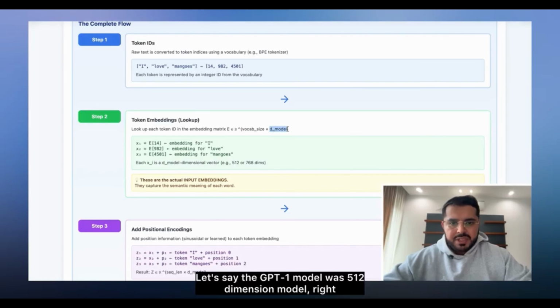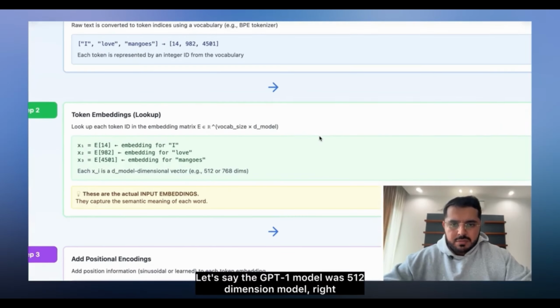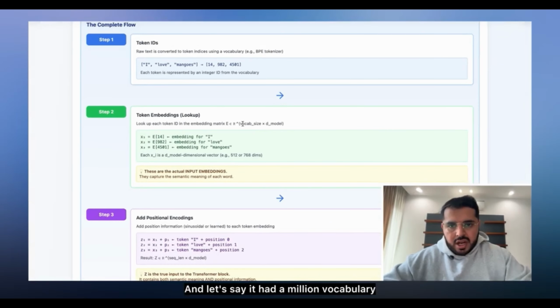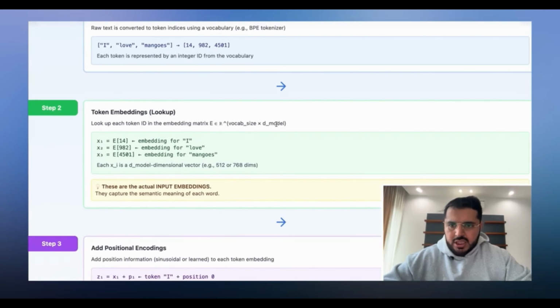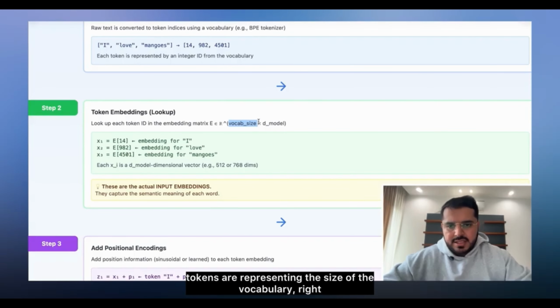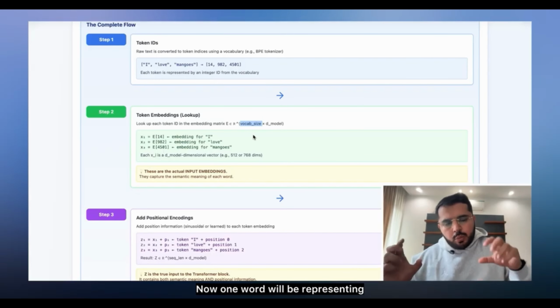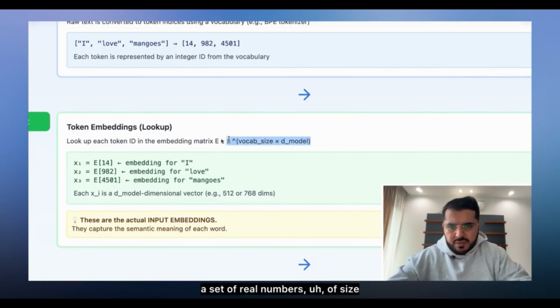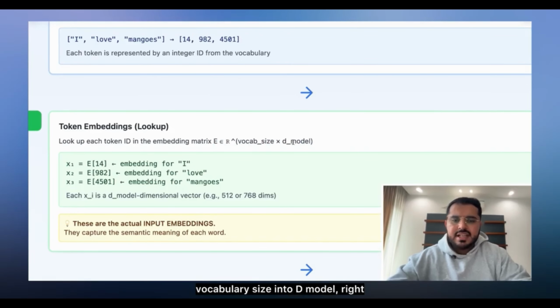Let's say the GPT-1 model was a 512-dimension model, whereas each embedding was 512 dimensions, and let's say it had a million vocabulary, so it's going to be 1 million by 512, right? So d_model represents the size of the vector, and the number of unique symbols, tokens, represents the size of the vocabulary. Now one word will be represented by a d_model size vector. So the embedding matrix belongs to the set of real numbers of size vocabulary size by d_model.